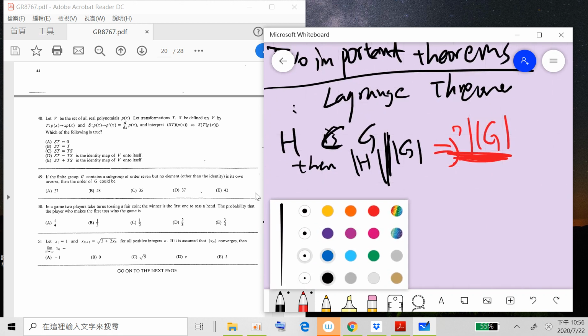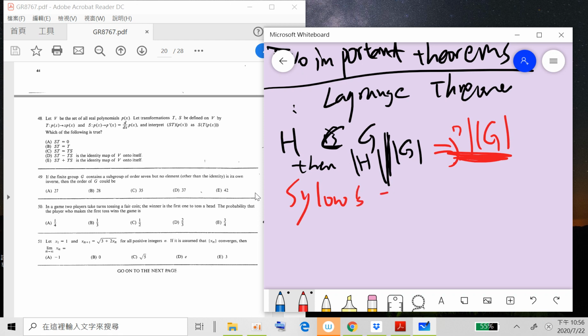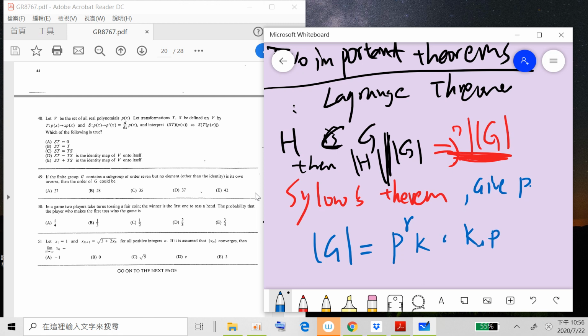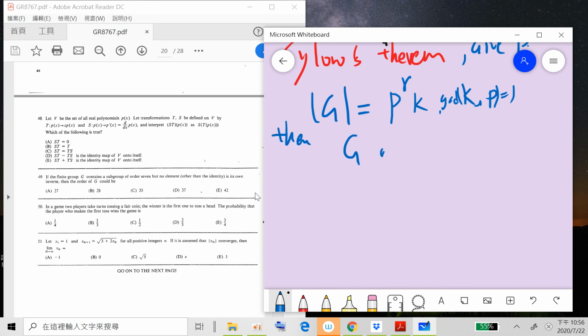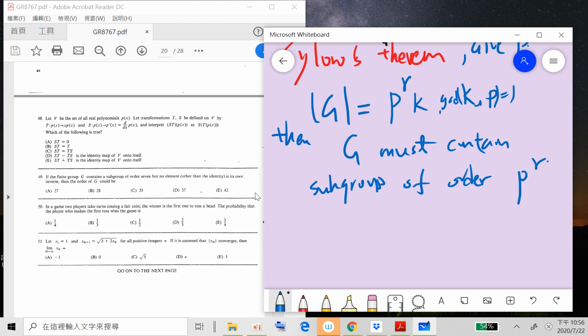And the second theorem is the Sylow theorem. The good thing is we don't need all three Sylow theorems. We only need the first one. Given a prime P, if the order of G can be written as P to the R times K, and K is coprime to P, then G must contain a subgroup of order P to the R.